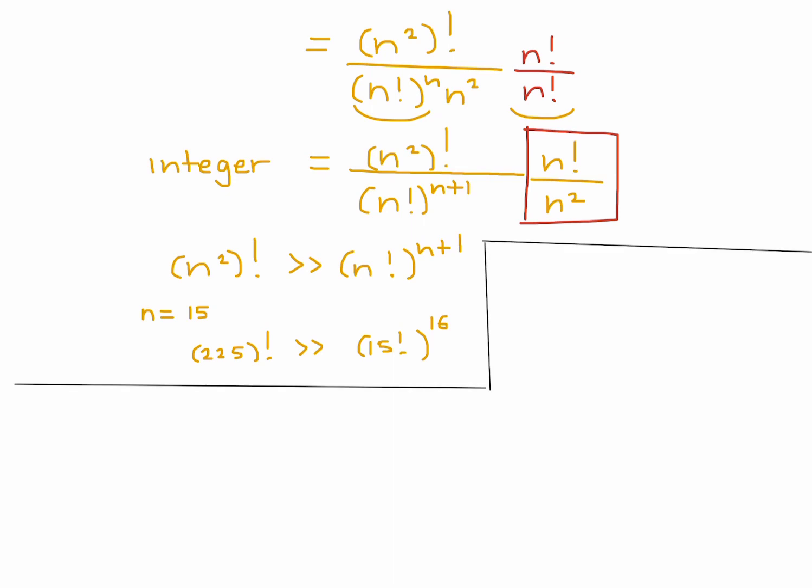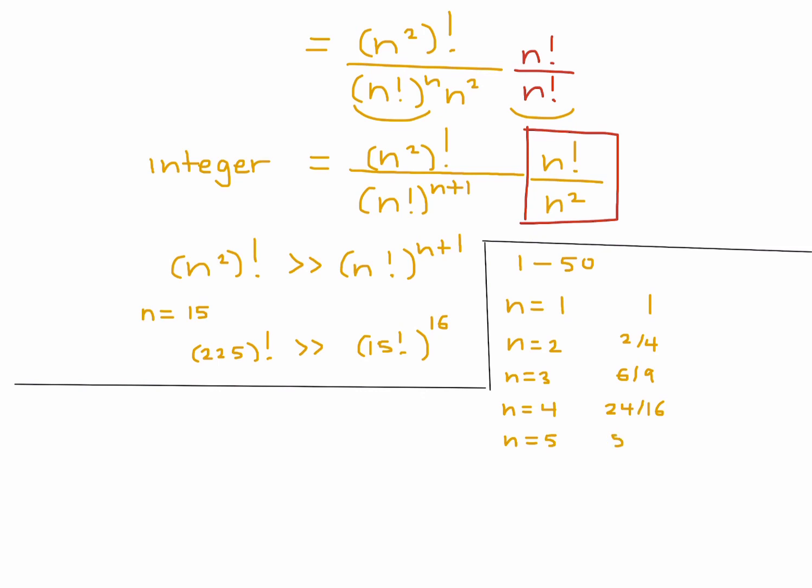Well, let's see what happens. Remember, my range is from 1 to 50 for n. So let's see what happens with the first few. When n is 1, we get 1. When n is 2, we get 2 over 4. When n is 3, we get 6 over 9. When n is 4, we get 24 over 16.